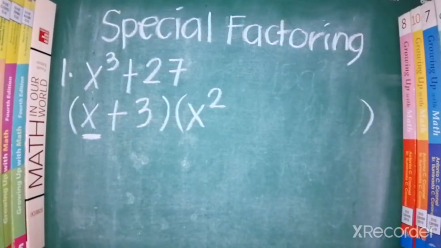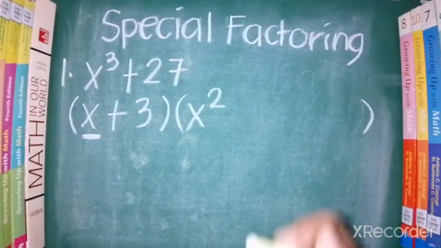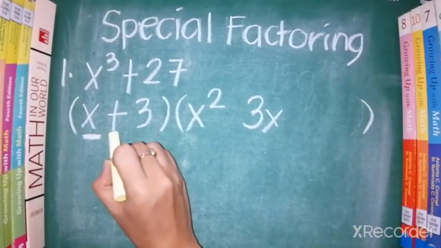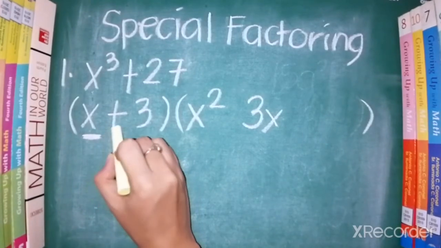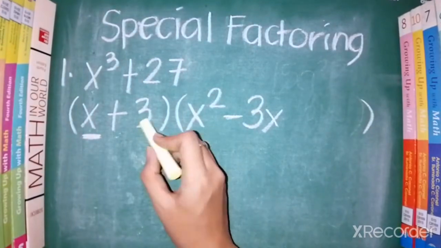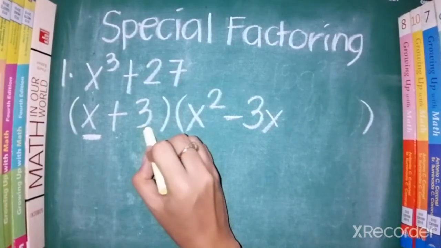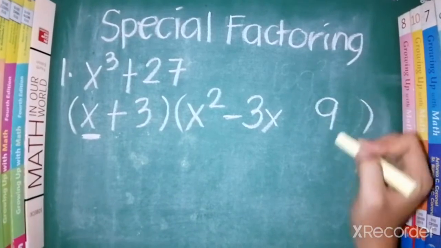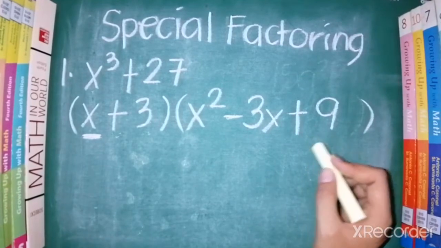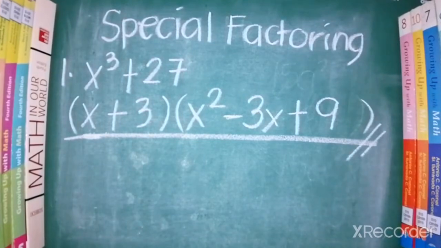Next, we are going to multiply 3 and x. So we will have 3x. What will be the sign? The sign is the opposite of the one in the first parentheses. So we have here plus, so we're going to use minus. Okay? And then the last one, you're going to square the last term in the first parentheses, which is 3. So 3 squared, that is 9. What will be the sign? You're just going to have positive. It's always positive. Okay? So the factor is (x + 3)(x² − 3x + 9).